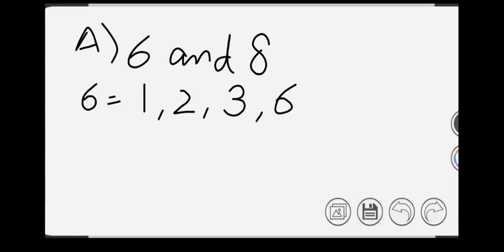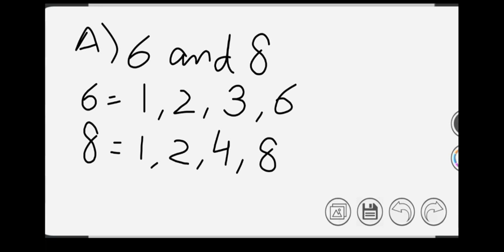Now similarly we will be listing down factors for the number 8. So factors of 8 are 1, as 1 is a factor for all the numbers. Now 2, because in the table of 2, 8 comes. Then 4 and 8. So these are the factors for the numbers 6 and 8.